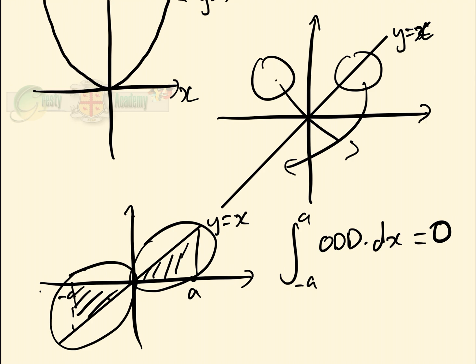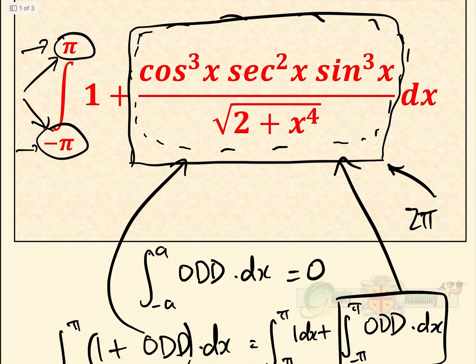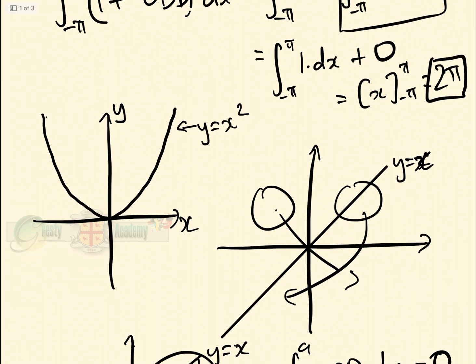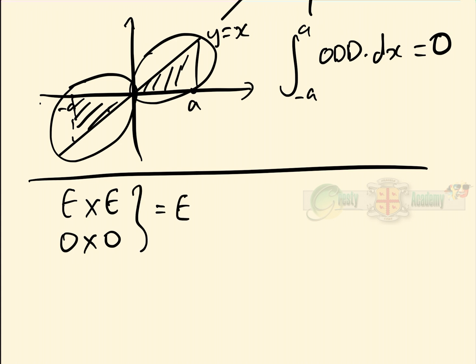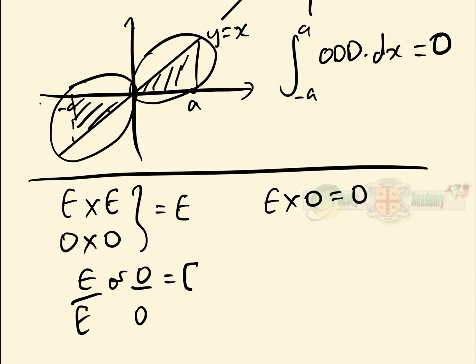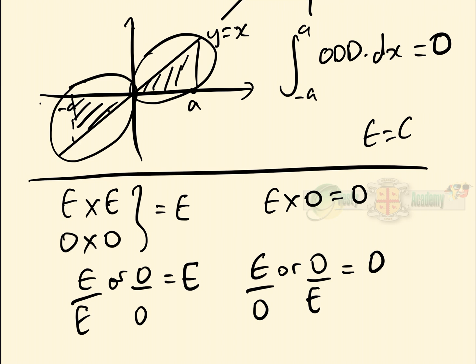So the question now becomes, now that we've understood that, how do we know that this thing here is odd? Let's have a look at that. First of all, we need to know some basics of even and odd functions. An even function times an even function, or an odd function times an odd function, is an even function. An even function times an odd function is an odd function. An even function over an even function, or an odd function over an odd function, is an even function. And when we have an even over an odd, or an odd over an even, we get an odd function. So basically E is even and O is odd. Sorry, just in case, O is not 0, it's odd.